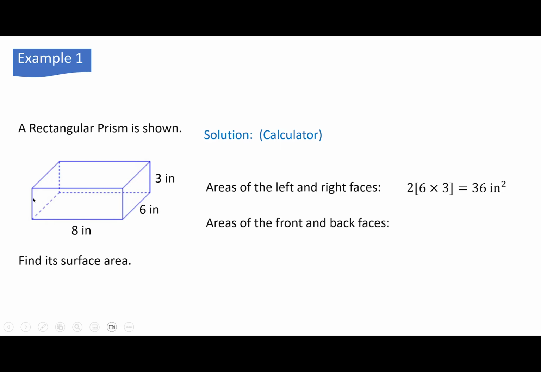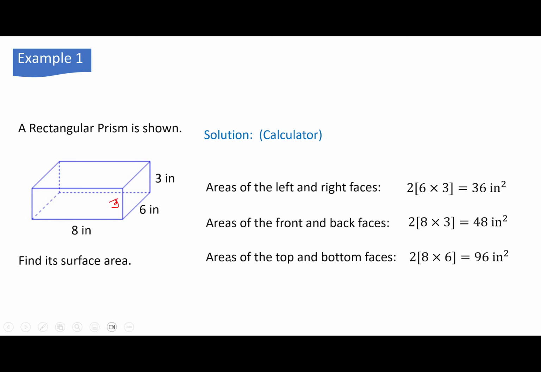Front and back, this one is also 3. My pen here, also 3. So you have 8 times 3 times 2. Top and bottom, 8 times 6 times 2, and then you add all of them. You get 180 square inches. Remember, when you talk about areas, it is square inches, square meters, square feet.